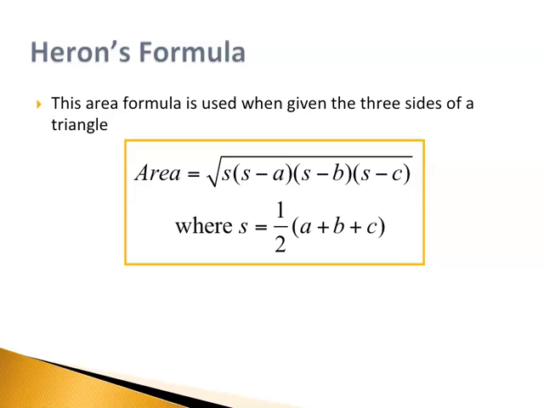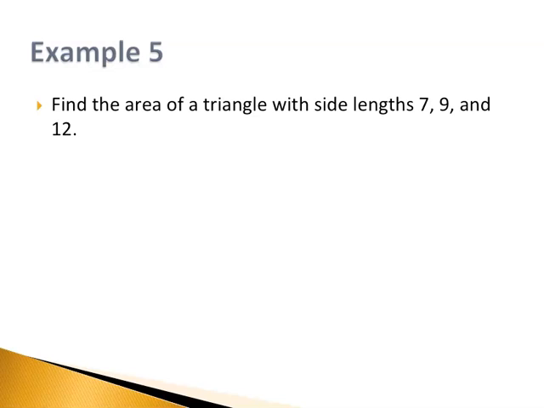Let's look at an example together. Find the area of a triangle with side lengths 7, 9, and 12. So let's start by finding the value of s. That's 1/2 times a plus b plus c. That would be 7 plus 9 plus 12. That's equal to 28, and divide that by 2, we get 14.